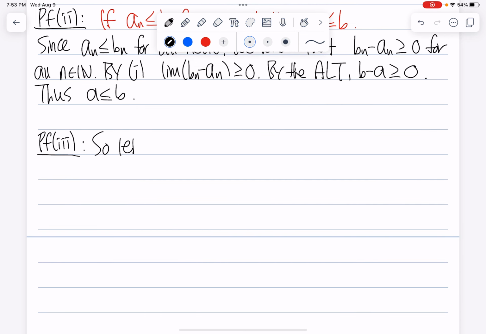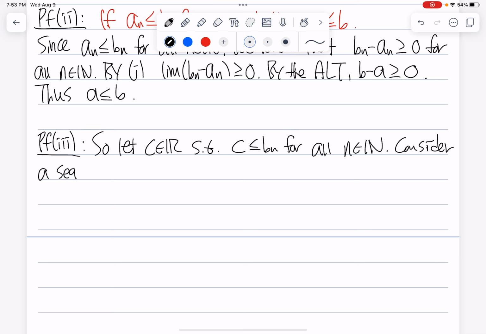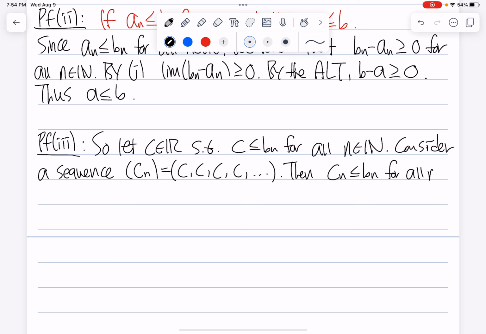So let c in the real numbers be such that c is less than or equal to bn for all n in the natural numbers. Consider a sequence cn to be just a constant sequence. Then cn is less than or equal to bn for all n, obviously, because each term is c, and we know that c is less than or equal to bn for all natural numbers.